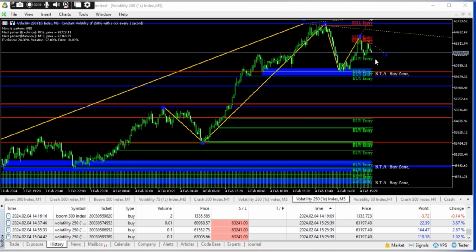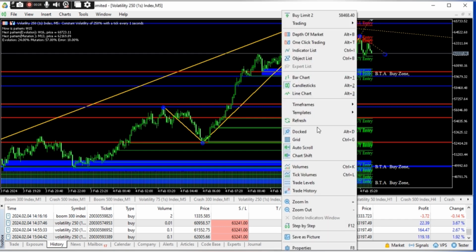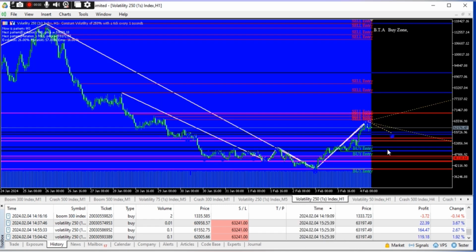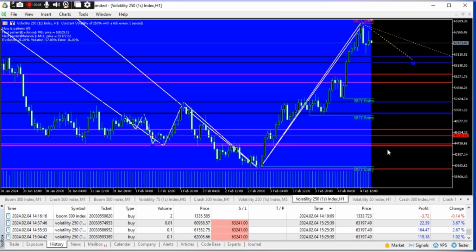But you don't have to base your entries on M5 without confirming with H1 and H4. So first and foremost, go to your H1. Avoid risky trades, guys. Avoid risky trades by all means. If you are doubting, don't enter that trade.